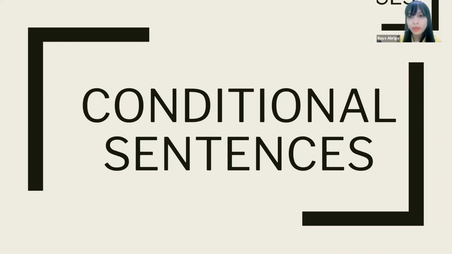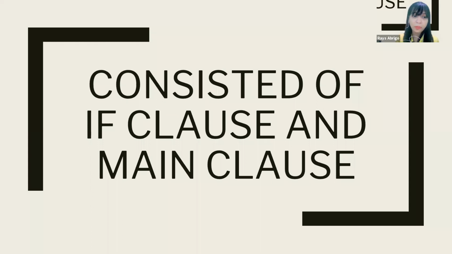So, for today, we are going to study conditional sentences. When we speak of conditional sentences, these are the sentences that are used to talk about things that can only happen in or under a certain condition. That is why it is called conditional sentences, because there has to be a condition before a certain thing happens. Conditional sentences are made up of two clauses: the if clause and the main clause.